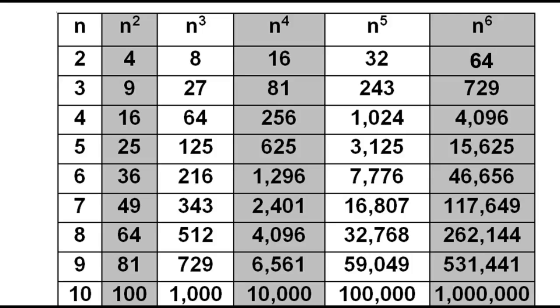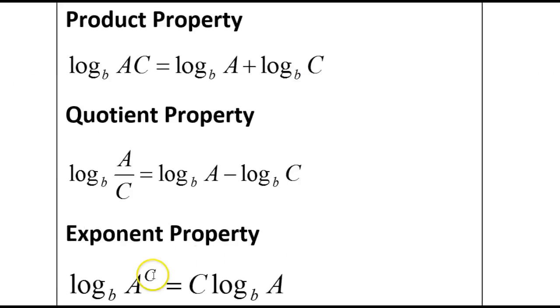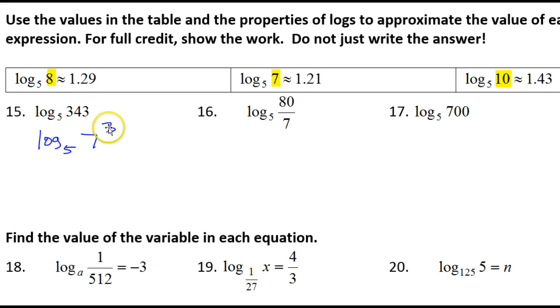343. Let's look on the exponent table and see where we can find it. I see 343 right here. That is 7 to the third power. 7 is one of the numbers that we want, so this is sounding good. So I could rewrite this as log base 5 of 7 to the third power. Now, using our exponent rule, we can take any exponent and put it in the front. So this 3 can jump to the front and become 3 log base 5 of 7.